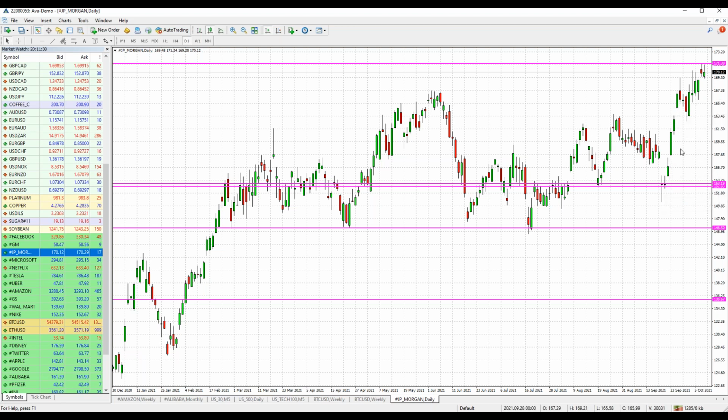Every time the gaps are happening, sometimes it's a shakeout before a change of trend. So this could be a case as well.